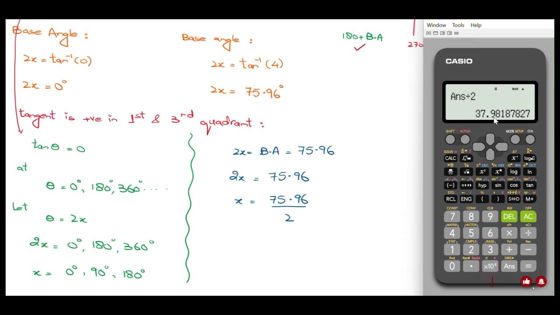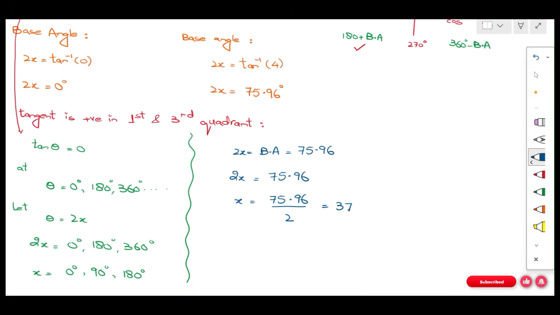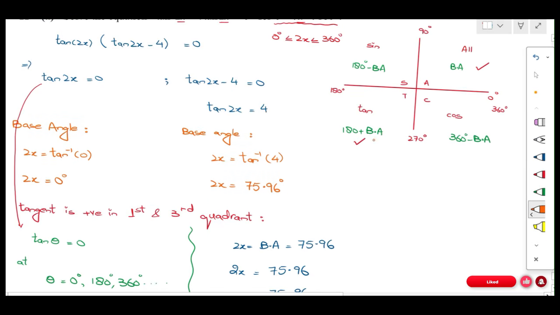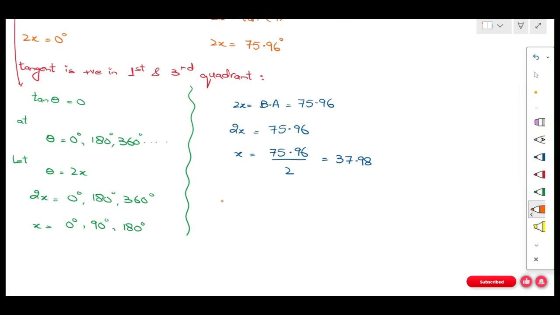So 37.98, this is for the first quadrant, right? So now for the next quadrant, we can say tangent is also positive in the third quadrant. So what is your angle? 180 plus the base angle. For the third quadrant, your angle should be equal to 180 degrees plus the base angle.